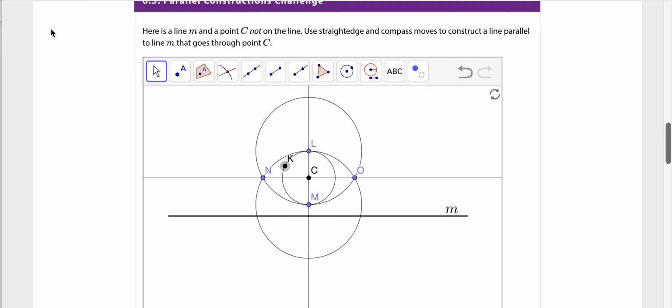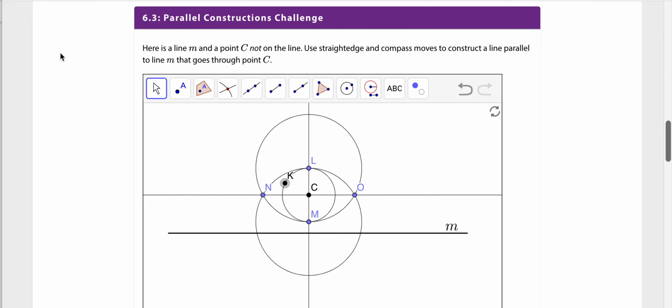So hopefully that shows you how to tackle 6.2 and 6.3 from Unit 1, Lesson 6.